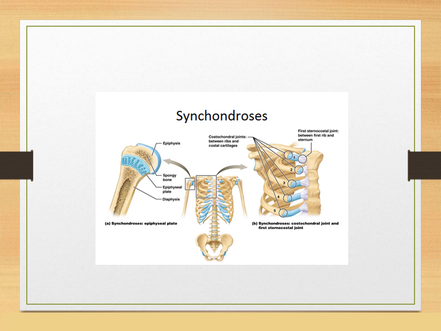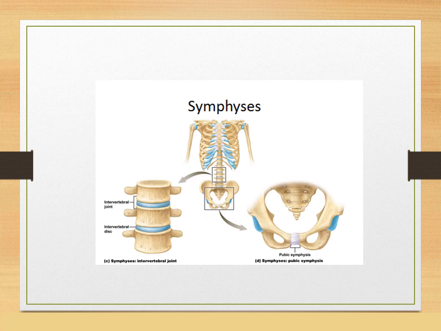This diagram is showing you the growth plate. You can see it connects the diaphysis and the epiphysis. It's showing the costochondral joint and first sternocostal joints and the intervertebral discs. This diagram is giving a larger view of the intervertebral discs as well as the pubic symphysis. This joint is slightly movable and becomes a little more loosened in nature during childbirth.